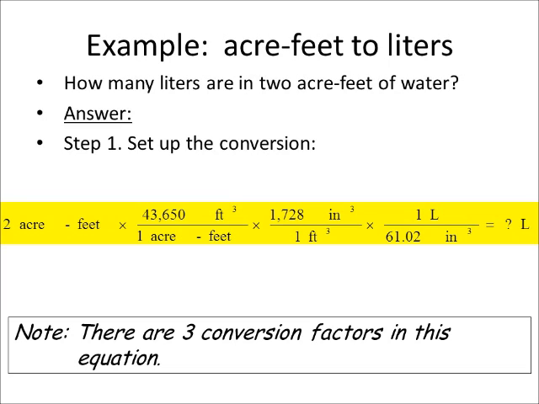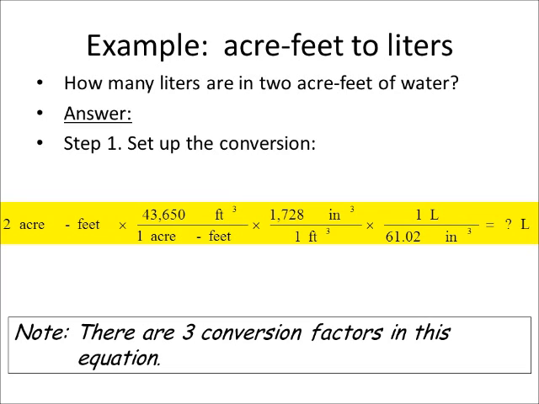So how do we do this? First, we set up the conversion. We have 2 acre-feet. You see it there on the left-hand side. We know that 1 acre-foot is the equivalent of 43,650 cubic feet of water. We can find that online using conversion websites such as convertit.com.